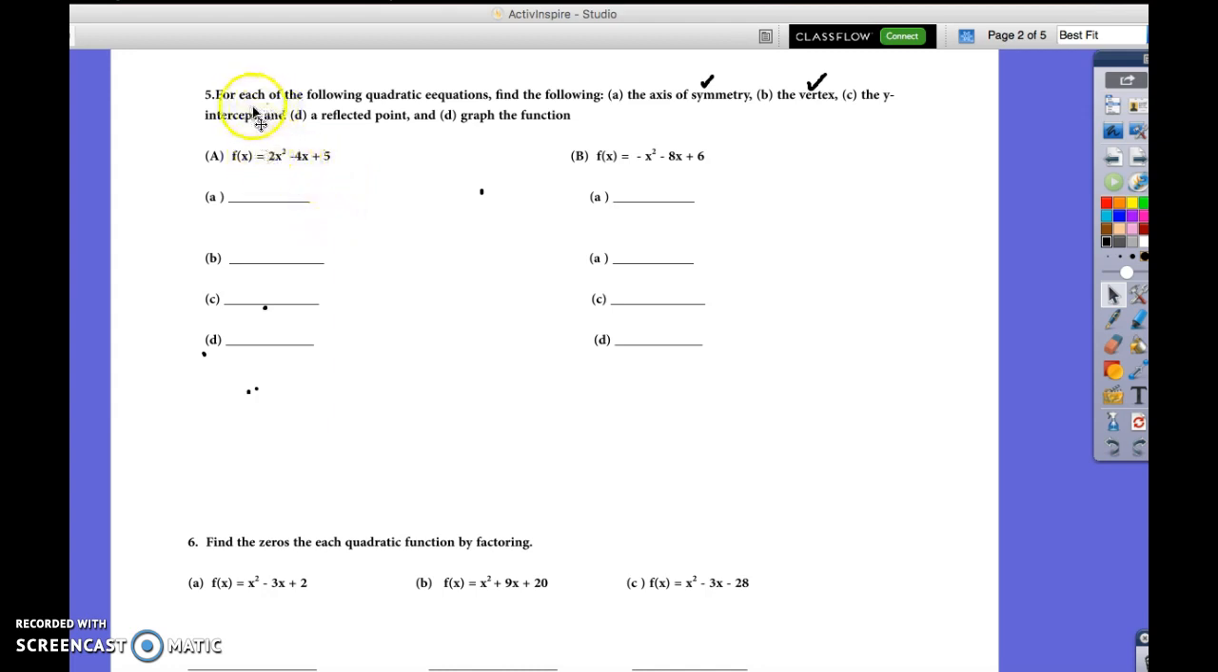We're looking at, it says, for each of the following quadratic equations, find the following. A, axis of symmetry. So let's go ahead and do that first. It's going to be an x equal to line. So here it is. X is equal to negative b over 2a.